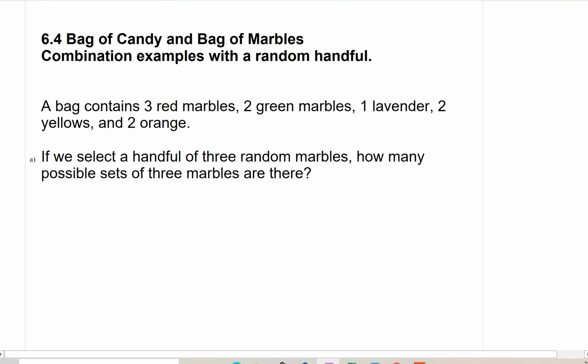Alright, so this example from 6.4 is looking at when I reach in and grab a handful of something. Usually in this class it's typically a handful of candy or a handful of marbles. You kind of get sick of a handful of marbles. It's a common example that we'll use in Chapter 7 and Chapter 8 again, like rolling a dice and flipping a coin. It's one of those common types that you'll see over and over again.